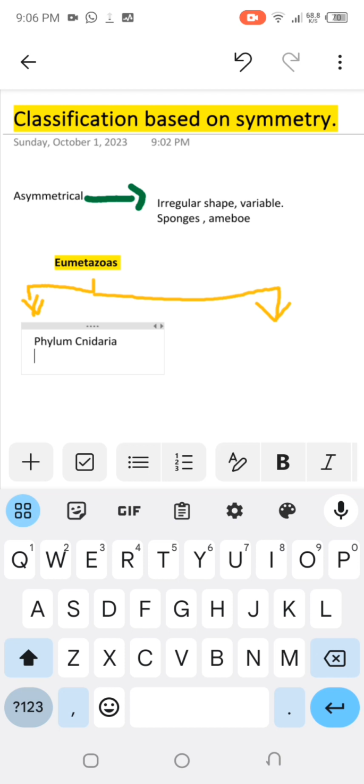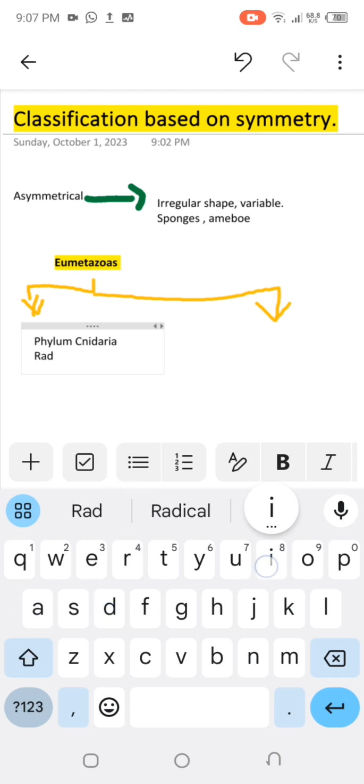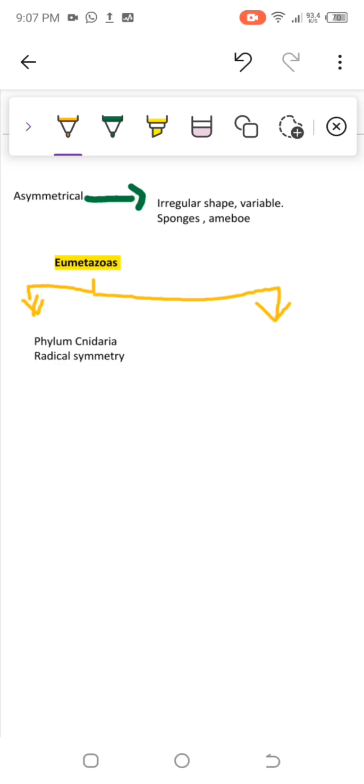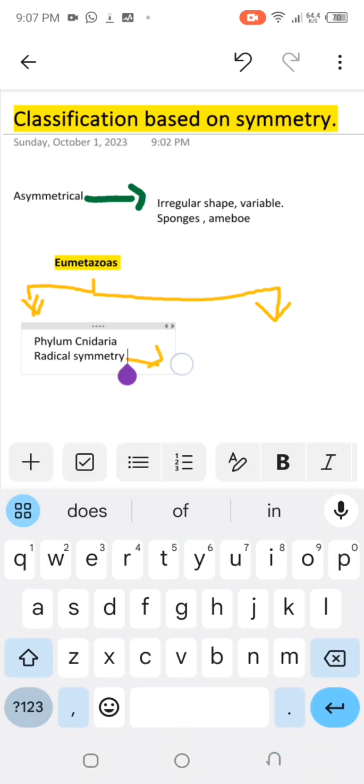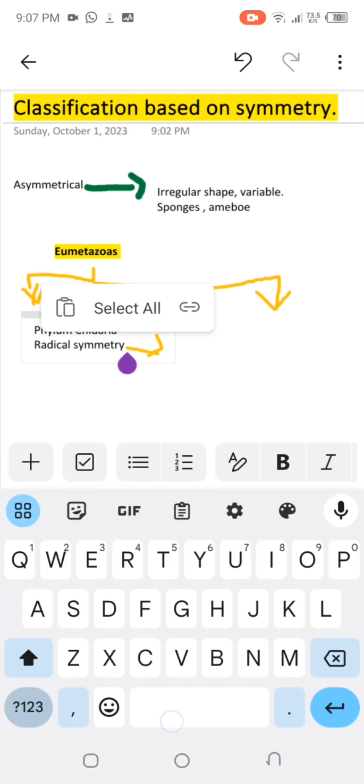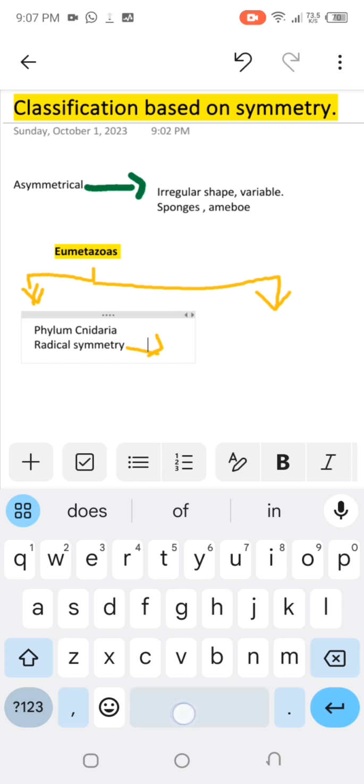Radial symmetry means symmetry from the center. That's why those groups are named Radiata.